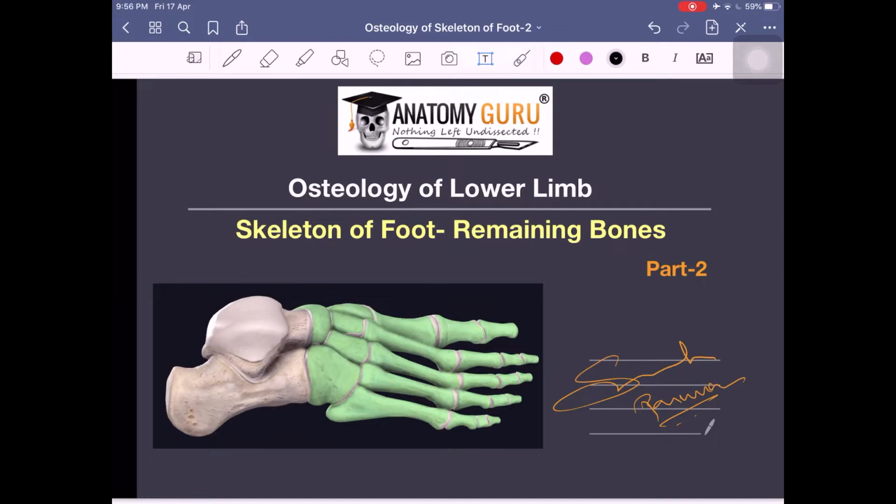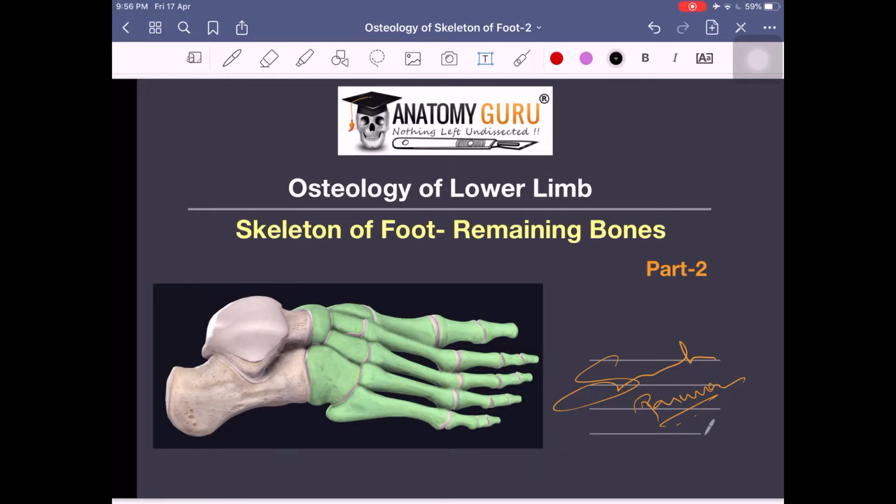Welcome back, friends. So this is the last session of osteology of lower limb. In this session we'll finish the remaining part of skeleton of foot. In the previous session, in part 1 of skeleton of foot, we finished talus and calcaneum. In this part we'll finish the remaining bones.